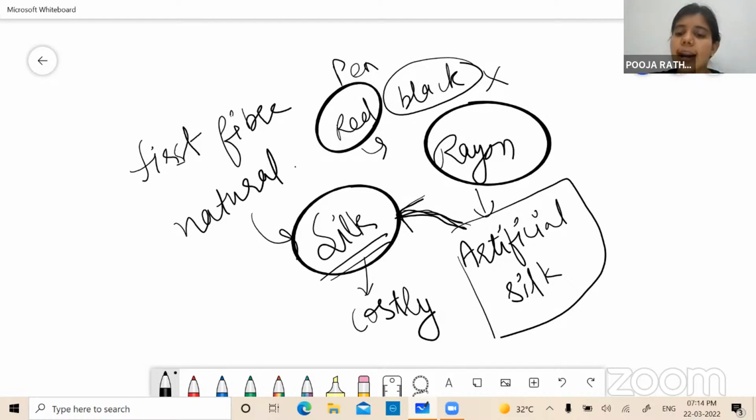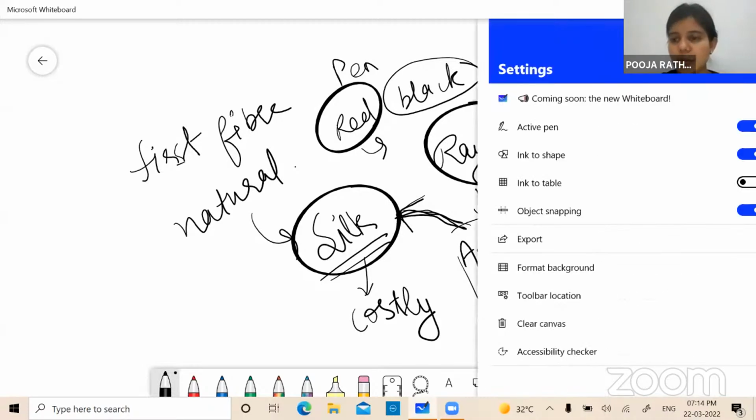In the same way, silk and artificial silk, that is rayon, do not match exactly, but we fulfill our needs of silk through rayon because it can replace silk. It has some qualities which match with silk, not exactly as it is, but some qualities match. That's why. Okay, that was about silk.